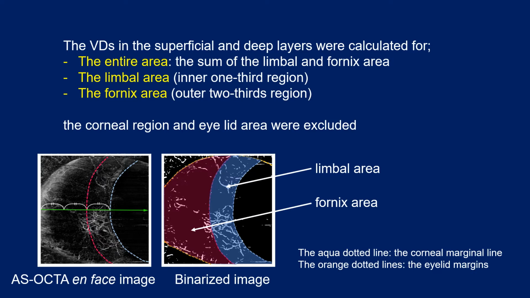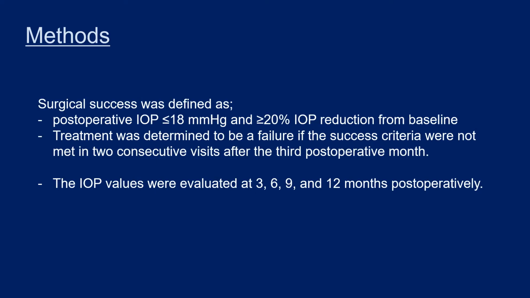The vessel densities were calculated for the anterior area, limbal area, and fornix area. The limbal area is the inner one-third region, and it's represented by the blue area. The fornix area is the outer two-thirds region, and it's represented by the red area. Surgical success was defined as shown. The IOP values were evaluated at 3, 6, 9, and 12 months postoperatively.